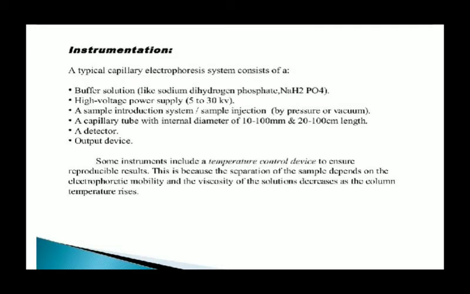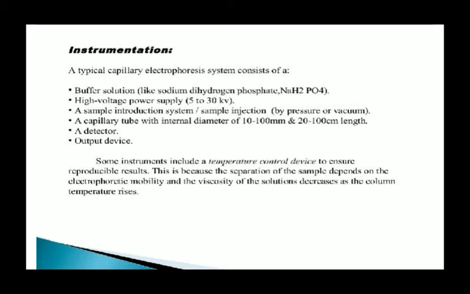Now the instrumentation of this technique: which parts are very important and included in this type of technique, we'll see. If we are performing capillary electrophoresis, then we need some solutions for performing the whole technique. We need a buffer solution; for that we can use a phosphate buffer, like sodium dihydrogen phosphate. Then we need a high voltage power supply, because if we apply high voltage it will give us faster results, right? Then we need the sample which we want to separate.